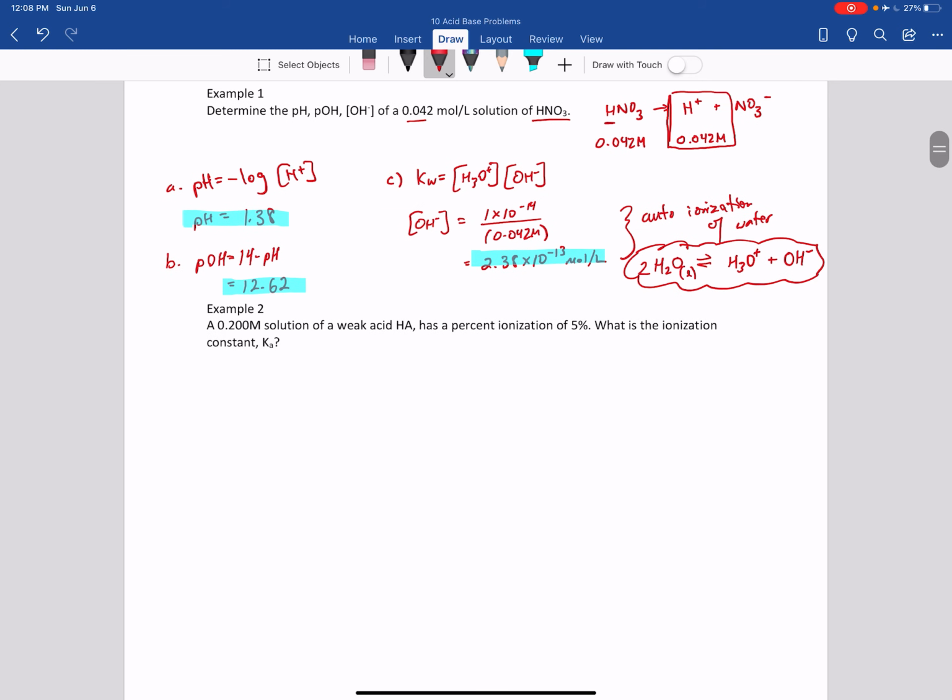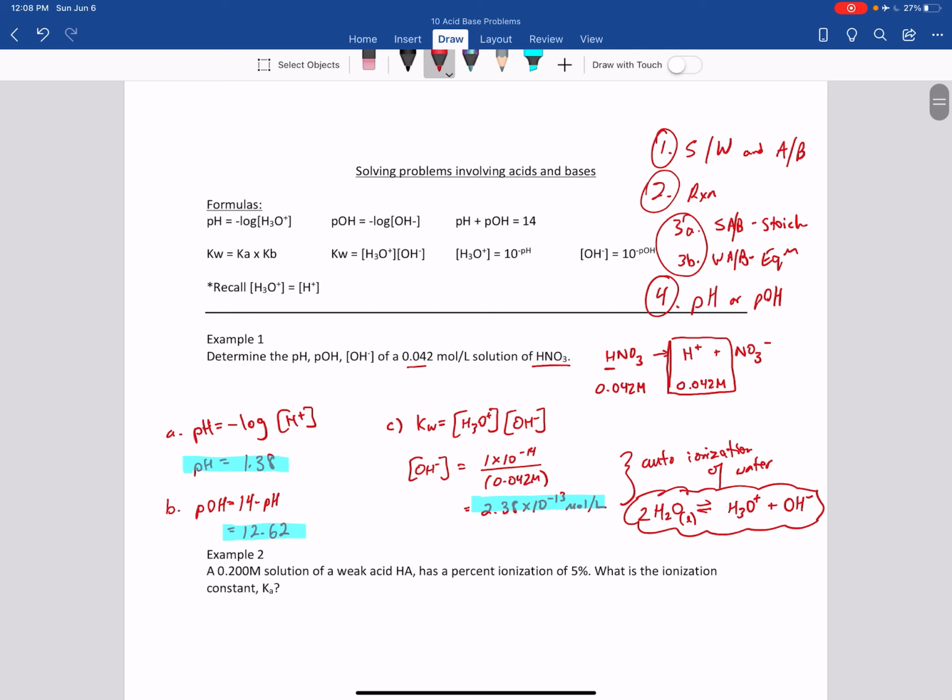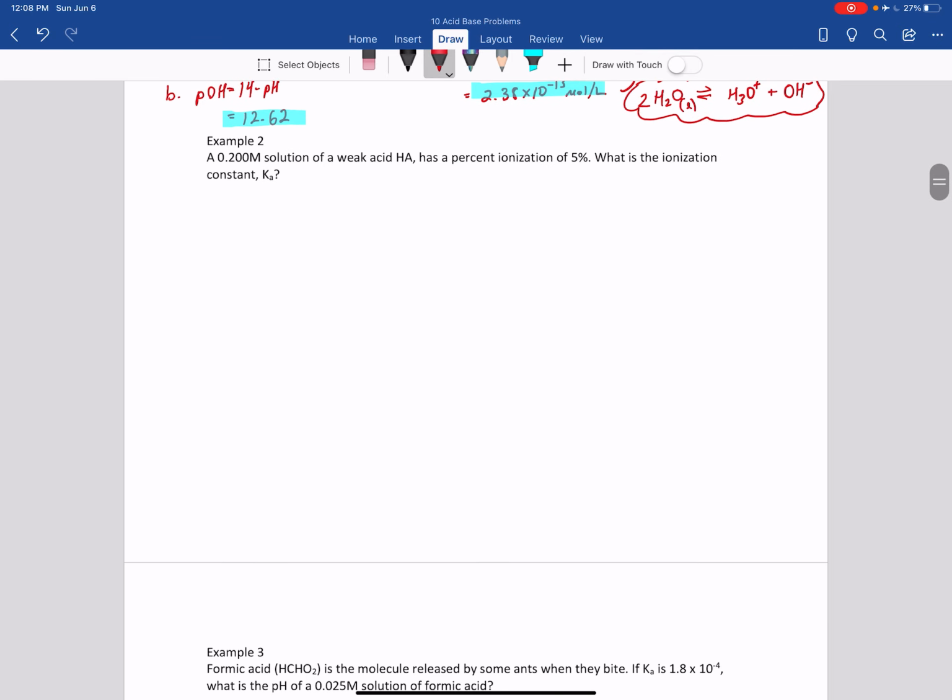All right, so for example 2, again, we're going to use the algorithm up here. So pause and jot that down if you think it'll help you throughout. What is the ionization constant, Ka? So let's think through this logically. We're being asked to find the Ka, which is the concentration of the products over the concentration of the reactants. Right? So to do that, we need to write a reaction.